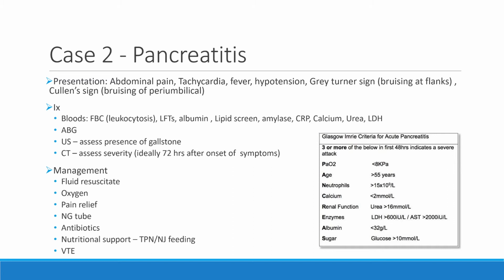And management should be by fluid resuscitation. Make sure you do your A, B, C, D, E assessment. Give them some oxygen. Ensure they have good analgesia. These patients tend to require pain team referral because it can be very difficult to manage in terms of control of the pain. Put an NG tube down as well. Give them some antibiotics, especially if they have high CRP and raised inflammatory markers, which gives you a suspicion of necrotizing pancreatitis.